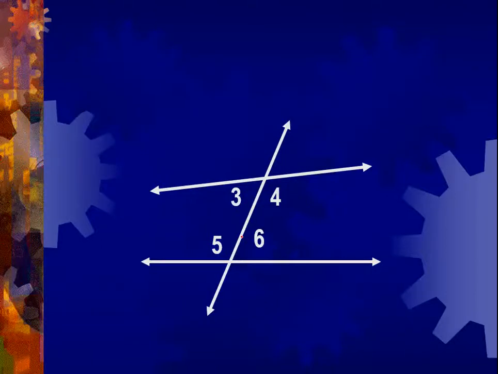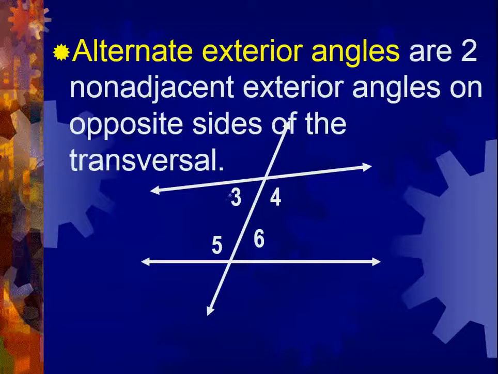The next type of angle pair that is created with a transversal is called an alternate exterior. Well, we learned alternate means opposite sides of the transversal. If one's on the left, the other's going to be on the right. But this time they have to both be outside those two lines. They're non-adjacent, so I couldn't have angle 1 and 2 because they're adjacent to each other. That doesn't count.